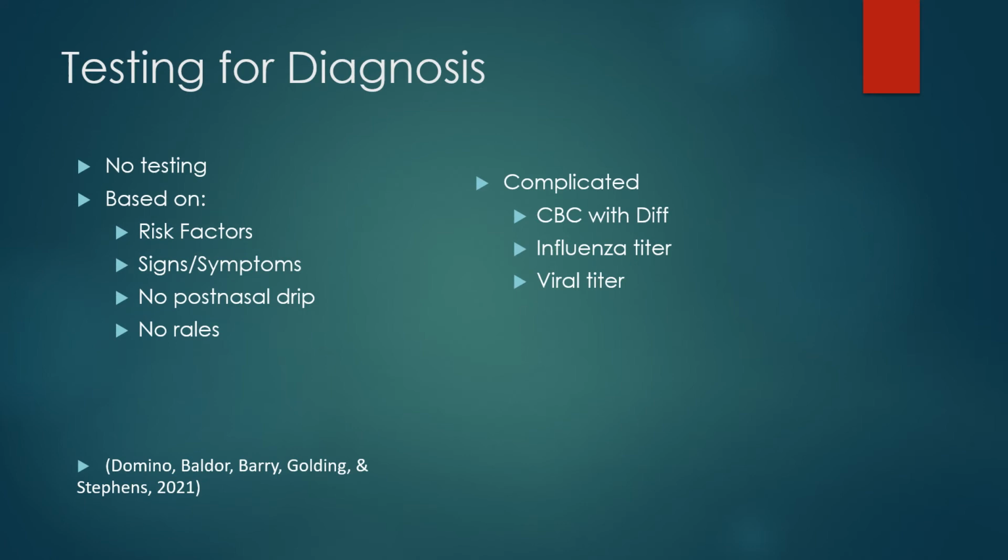There is no testing for this diagnosis. It's based on your assessment and the review of symptoms. So you assess for the risk factors, the signs and symptoms, the fact that they have no postnasal drip and no rales. If it's a complicated case, you can do a CBC with diff, an influenza titer, or a viral titer to rule out that they have these viruses.